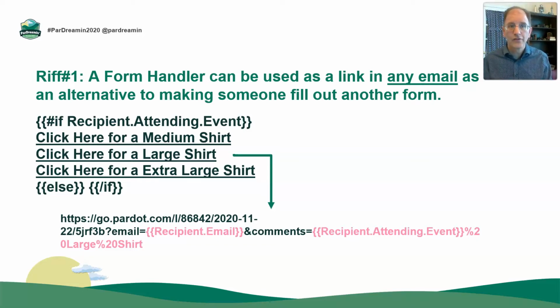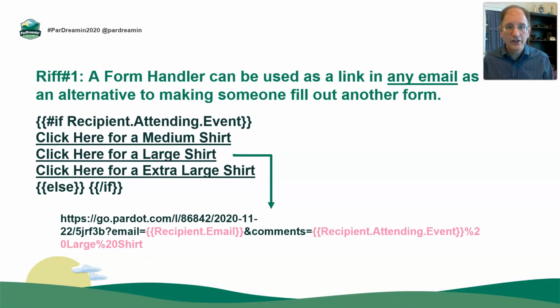So here's an example: if I'm sending an email because I know the recipient is attending some specific event, I can have three custom links in the email to define whether they want a medium shirt, a large shirt, or an extra large shirt, for example. I'm parameterizing the URL, and I'm actually filling in, this is the pink stuff here, into the comments field. I'm filling in the recipient is attending some specific event and %20, which means space, large space shirt. So I'm putting that in the comments.